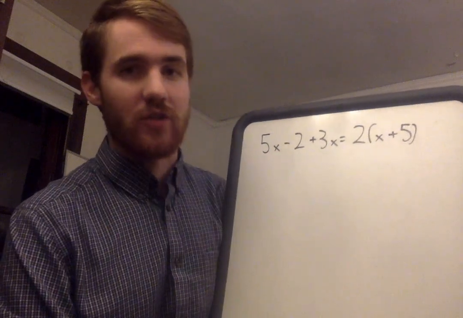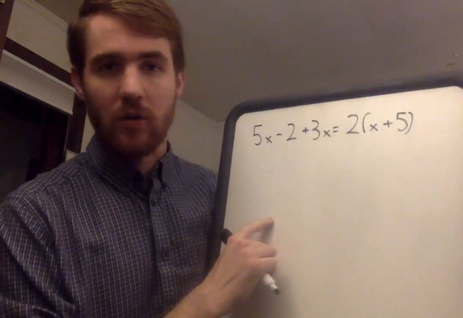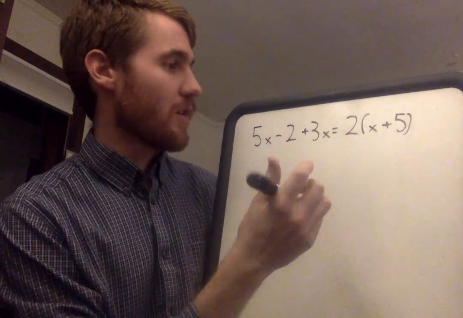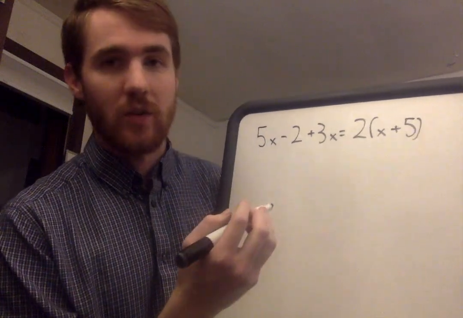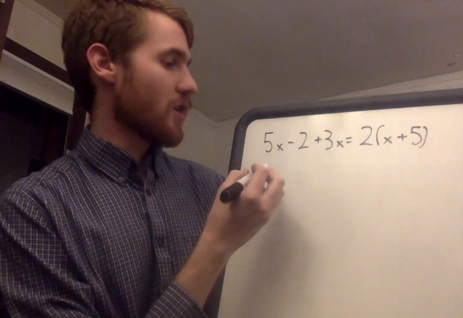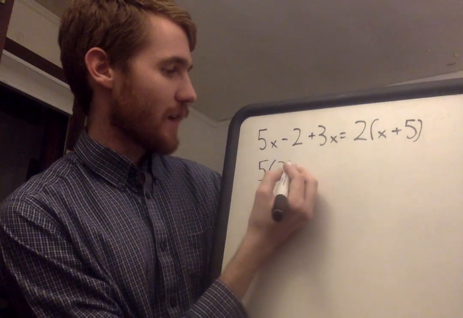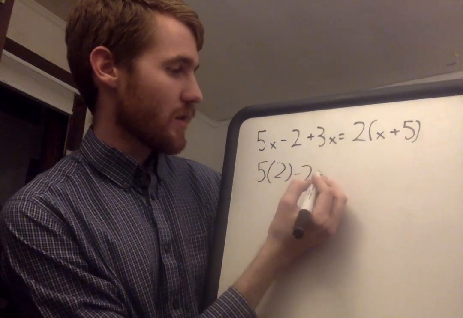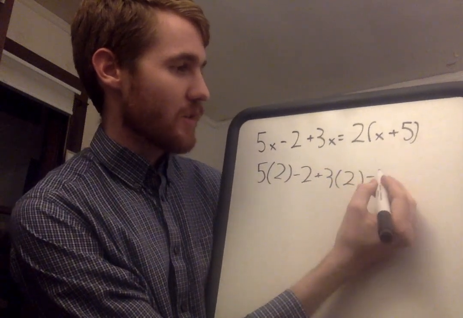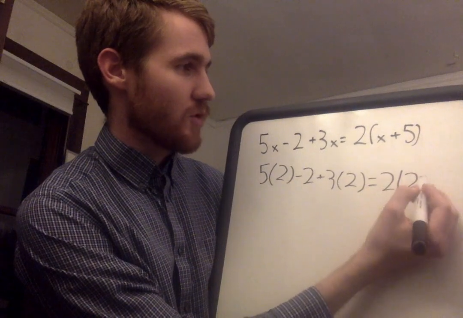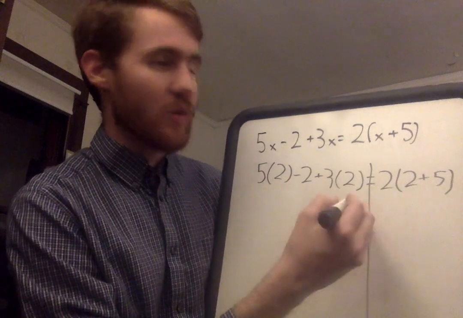And of course, I forgot to show you how to check your work. So if you don't remember, whenever we solve an equation for x, we can check our work by putting what we got for x back into the equation. So in this case, we got that x equals 2. So I can substitute 2 in wherever there's an x. So here I have 5 times 2 minus 2 plus 3 times 2, and that is equal to 2 times 2 plus 5. And I'm checking to see if what's on this side is equal to what's on this side.